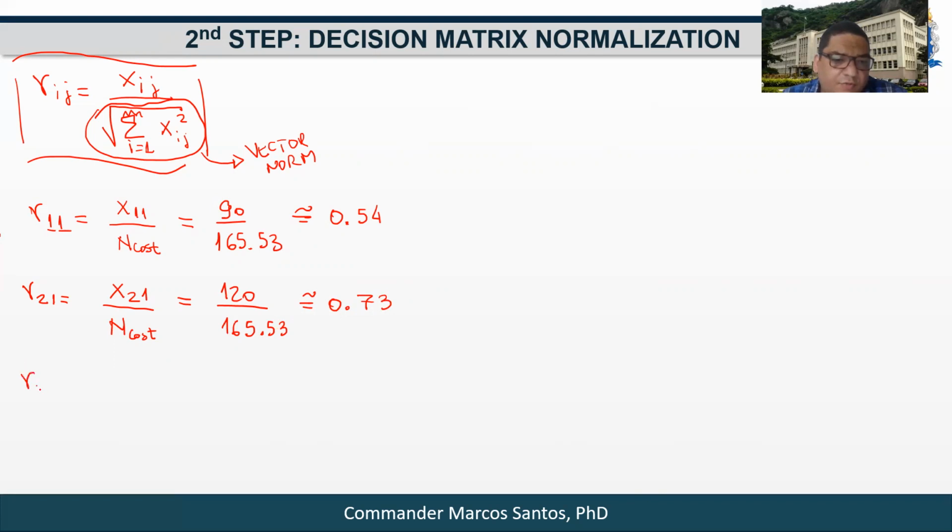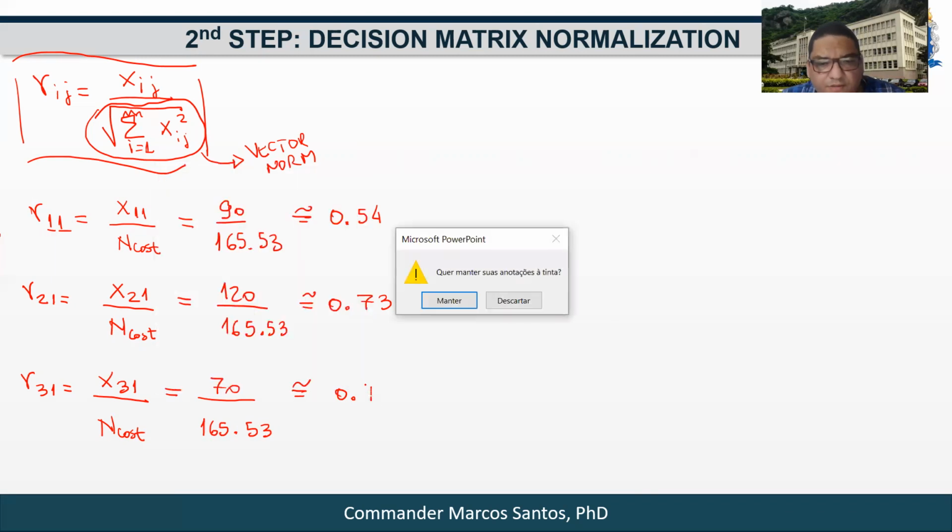And R31 equals x31 over the cost vector norm. So we have 70 over 165.53, approximately 0.42.